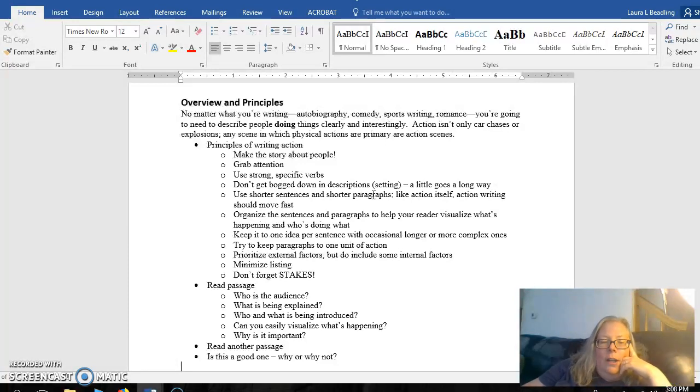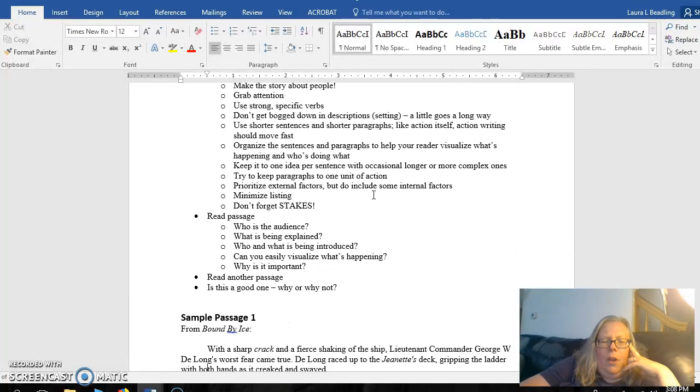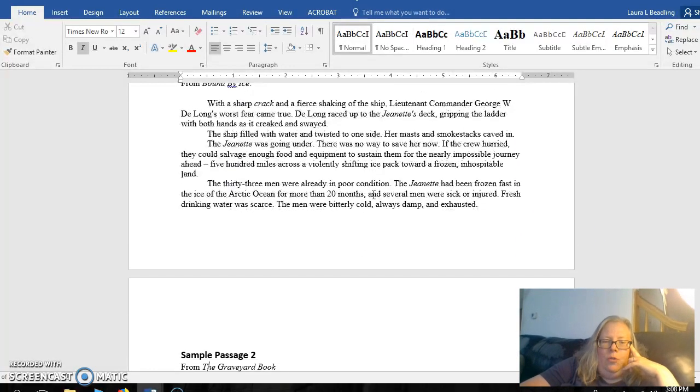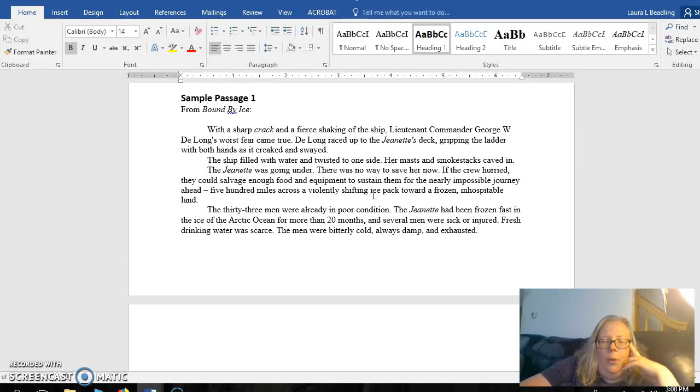So let's read the first passage that I have here. While we're reading it, think about who is the audience, what is being explained, who and what is being introduced. Can you really visualize what's happening, and why is it important, those stakes? The first sample passage is from the book Bound by Ice. I'm just going to read it, and then we'll talk about it in terms of those principles that we just discussed.